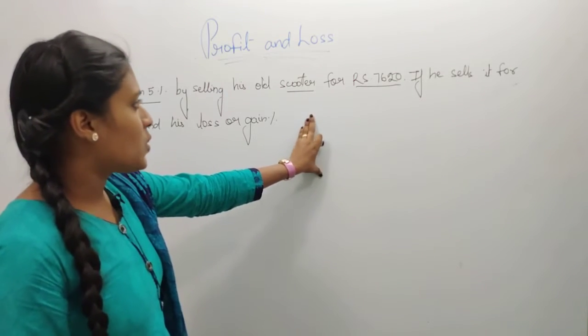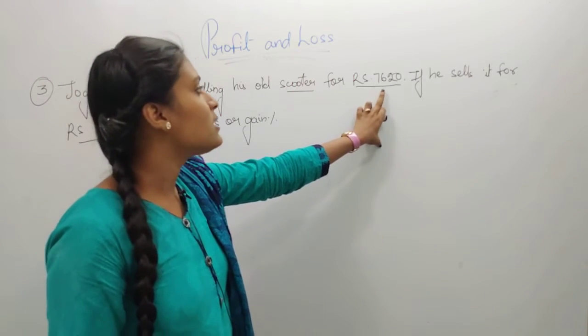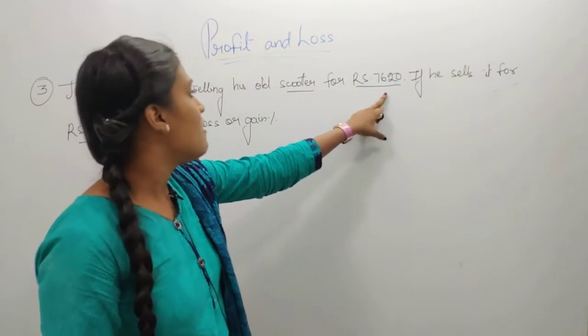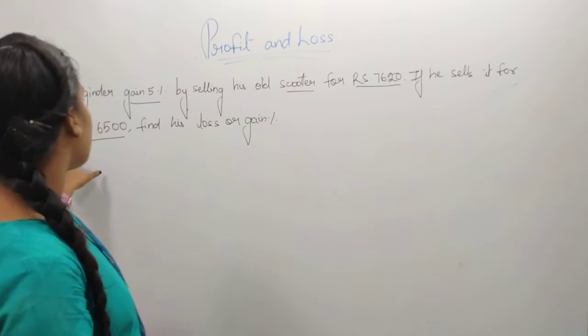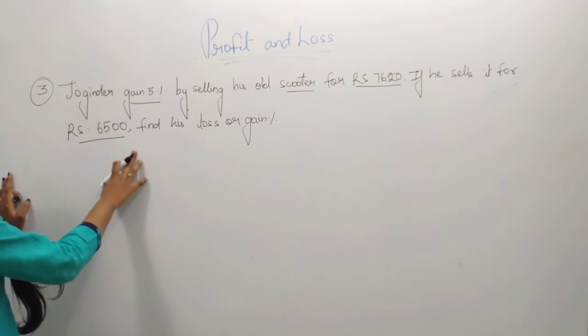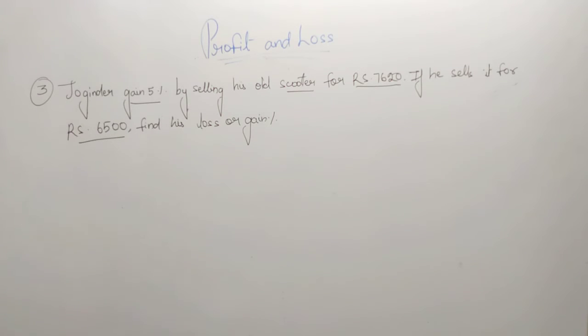What is given in the question? Jogender sold the scooter at 7,620 rupees at the gain of 5%. If he sells the scooter at 6,500 rupees, then it will be gain percent or loss percent. We have to find that out. Then what will we do? Let's solve the problem.